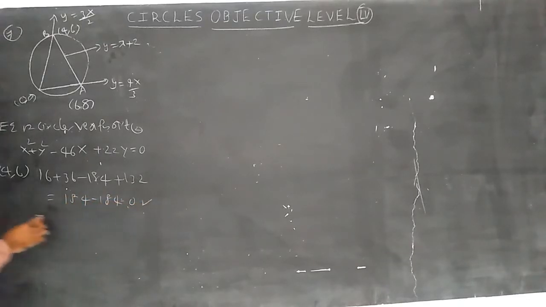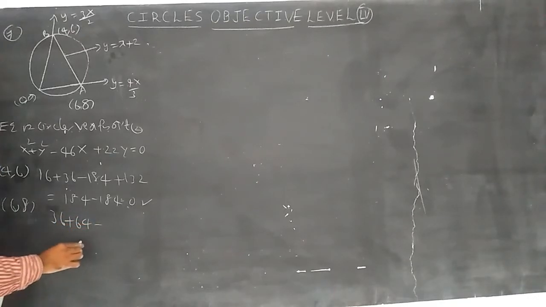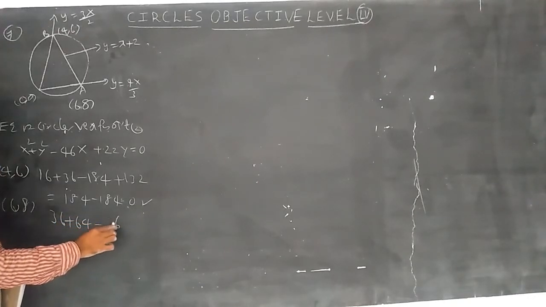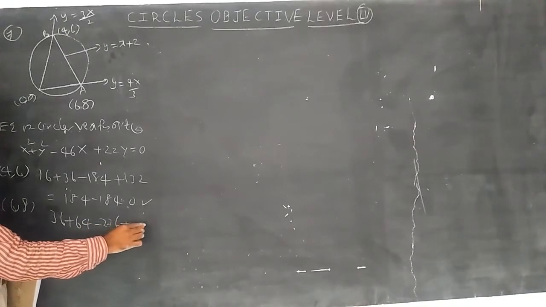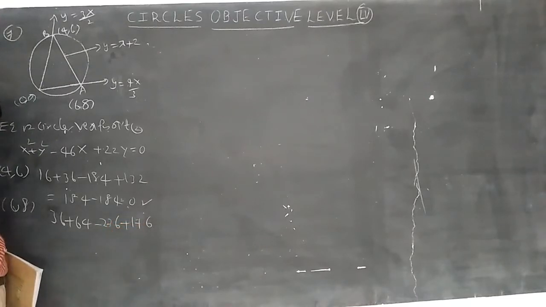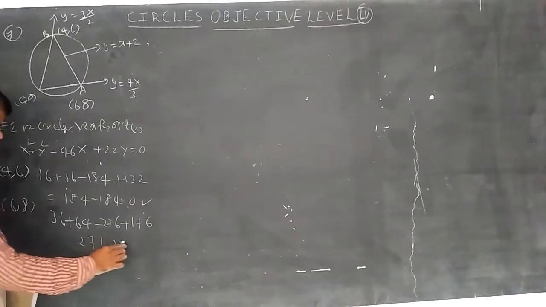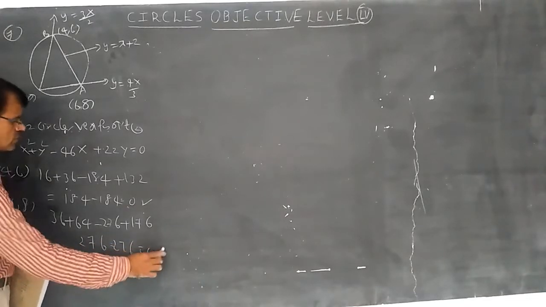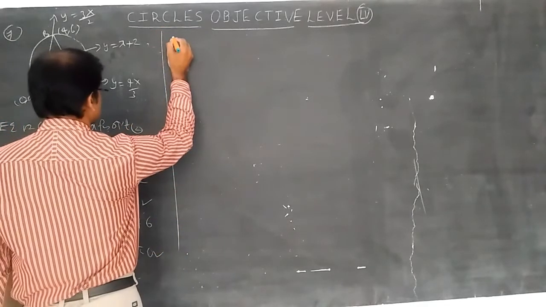So the second option is verified. And if you put 6 comma 8 also, 6 square means 36 plus 8 square means 64, that is 100. Minus 46 times 6 is 276, plus 22 times 8 is 176. 100 plus 176 means 276, 276 minus 276. Verified, the second option is the answer. So let us discuss the 8th question.